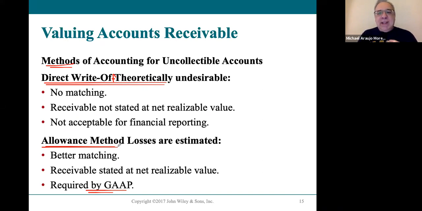Which means, how do they know? Well, they have to estimate. They have to estimate what their bad debt's going to be. And so that's what we're going to be talking about the most in this chapter.